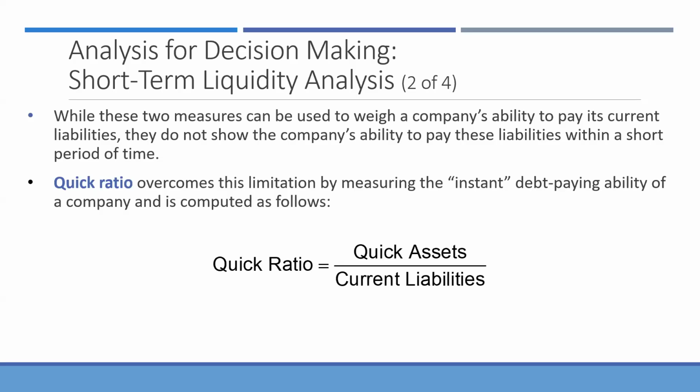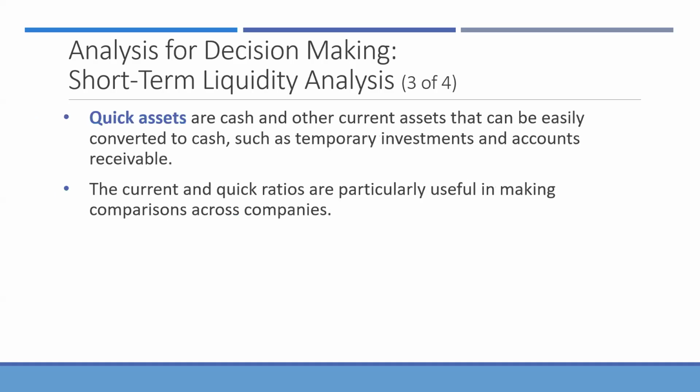And it's a much more short-term oriented measure than current ratio because it only includes the most liquid of the current assets. So it's like an even shorter term window. Quick assets are cash and other current assets that can easily be converted to cash, such as temporary investments and accounts receivable. Note, not inventory. And that's because inventory has a cost to sell.